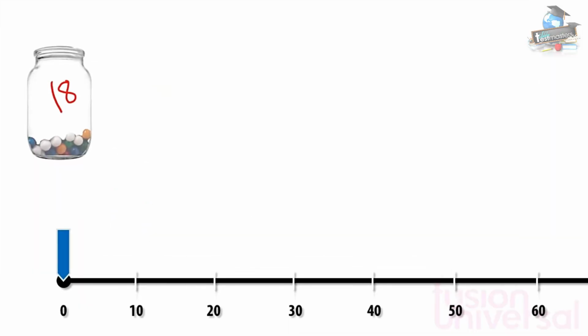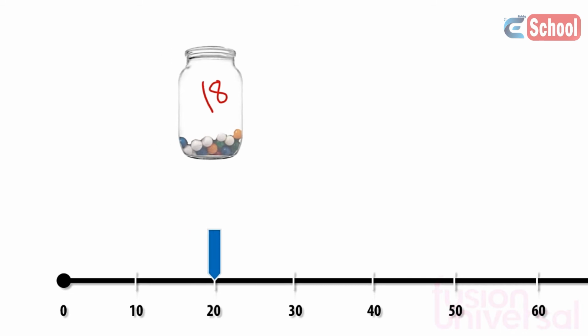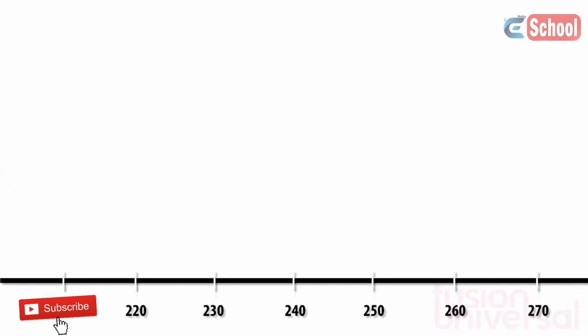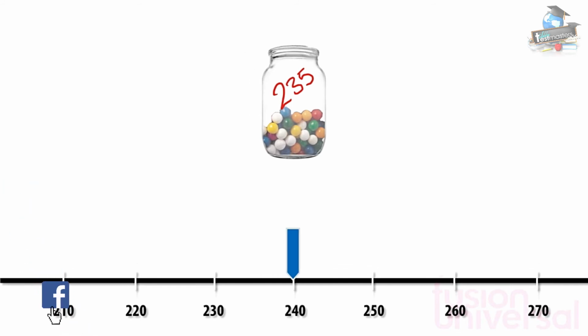Here is 18 on our number line. It is closer to 20 than it is to 10, so we round it up to 20. Next, 235 is exactly halfway between 230 and 240. Remember our rule about things that are exactly halfway between. We always round them up, so this becomes 240.